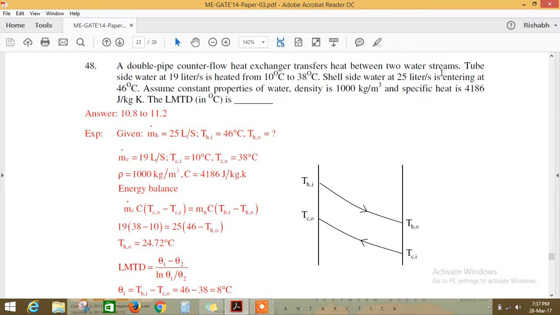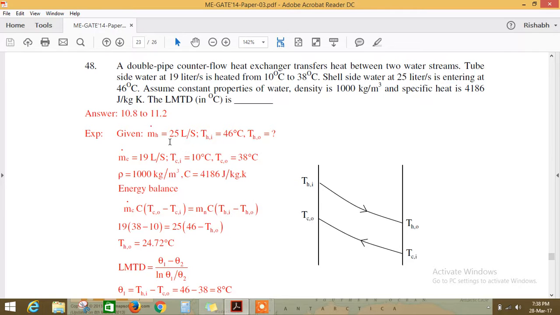It exchanges heat between two water streams. Both are water. Tube side water at 19 liters per second is heated from 10 degrees to 38 degrees. Shell side water at 25 liters per second is entering at 46 degrees. Assuming constant properties of water, density is 1000 kg per meter cube and specific heat is 4186 joule per kg Kelvin. You have to find out the log mean temperature difference in centigrade.